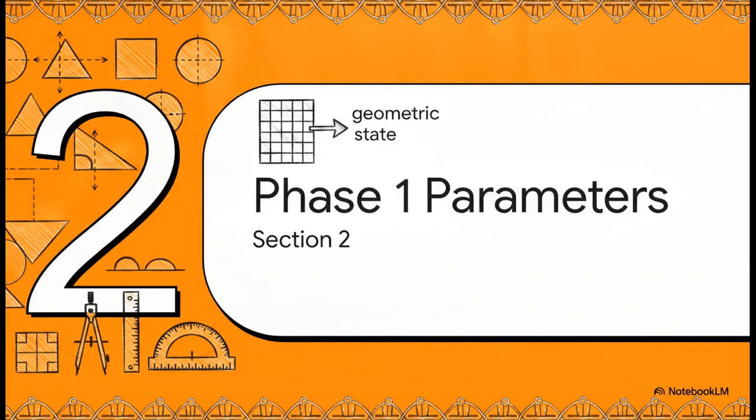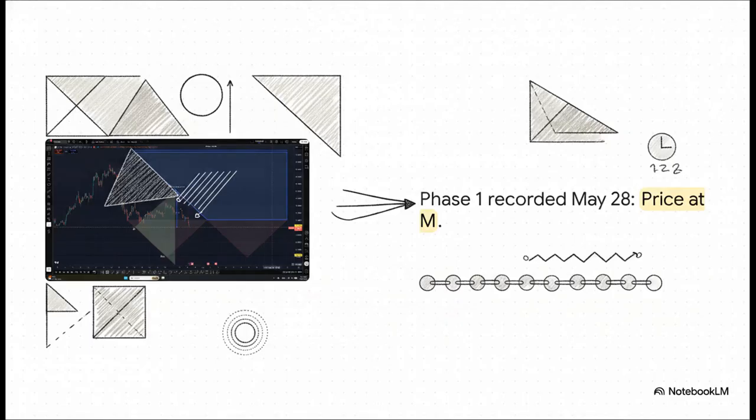Moving right along to Section 2, let's document the Phase 1 entry parameters. Based on the visual evidence recorded on May 28, 2026, we're observing Phase 1. You can see the price is currently positioned at the label M. There's also a secondary entry potential noted right below at the label PC. Remember, we're documenting these labels exactly as they appear.